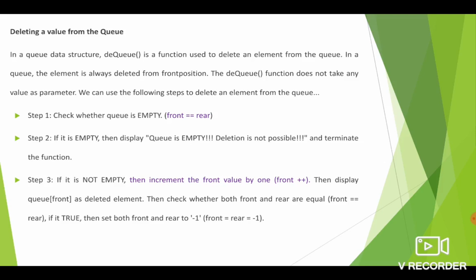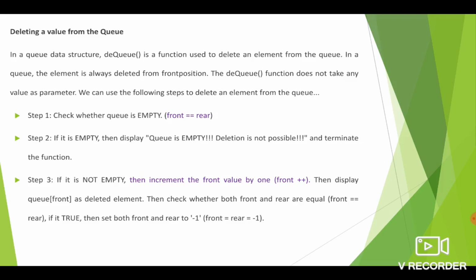Similarly, if I want to delete an element from the queue, then I have to use the function dequeue. Always the element from the front position is deleted first. For the dequeue function, you don't need to give any parameter. The steps are, first we have to check for an empty queue. How can we check for an empty queue? If front equal to rear, it indicates that it is an empty queue. So you cannot perform the deletion operation.